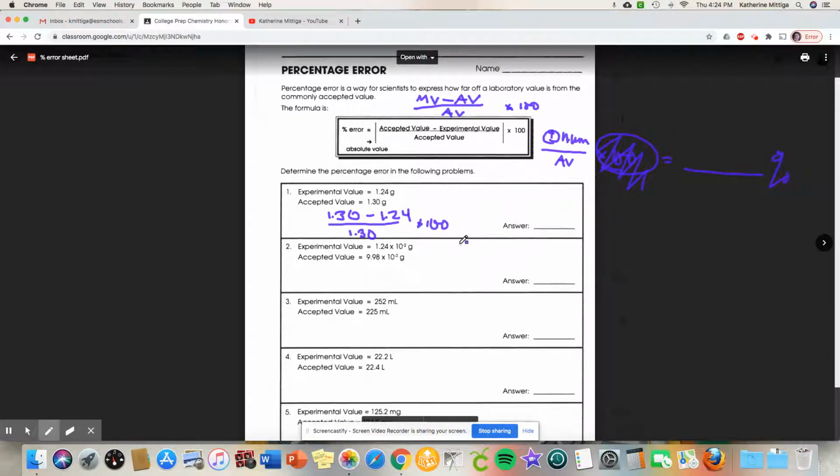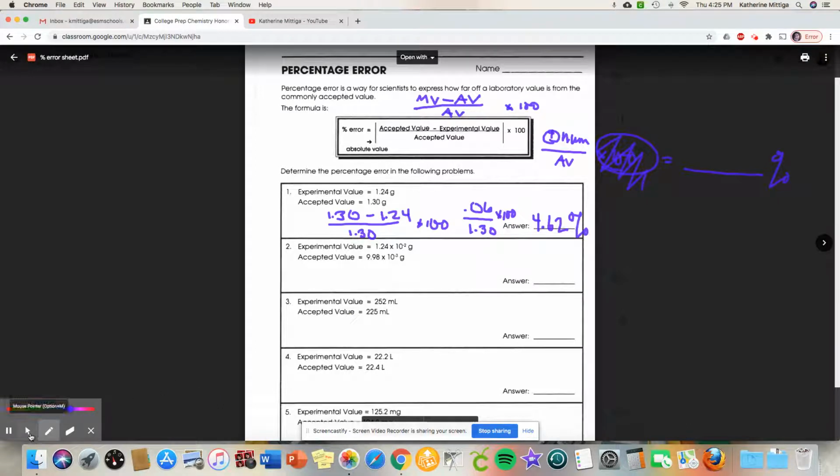What I like to do is subtract the numerator first. So I'm going to get 0.06 divided by 1.30 times 100. Plug it into my calculator, and I get 4.62. Now, how do you know how many significant figures to have? Technically, it's here. We've got 3 here, 3 here, 3 here, so you should have 3 here. Even though the numbers you are subtracting have grams for their units, the unit for percent error is always the percent sign.